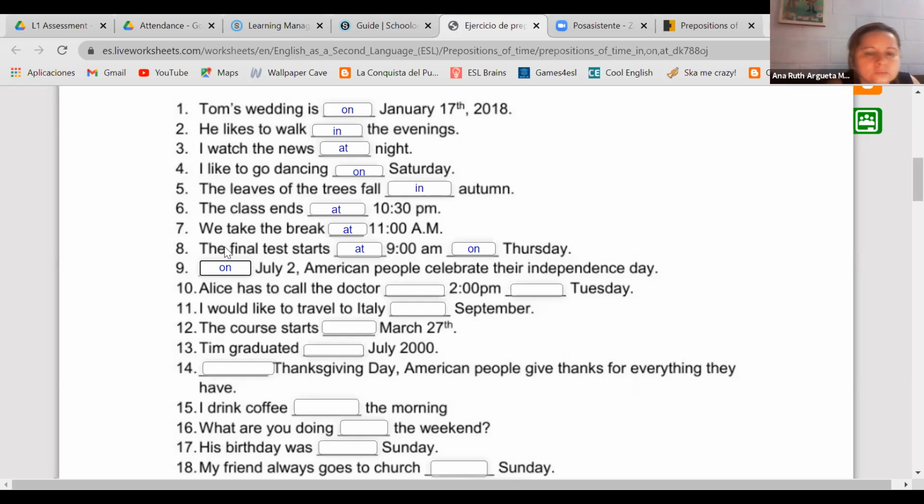On. Why? Is months the celebration holiday? It's a day, a specific day. It's a date, yes. On July 2nd, American people celebrate their Independence Day. Okay, Alice has to call the doctor at 2 p.m. On Tuesday, okay.